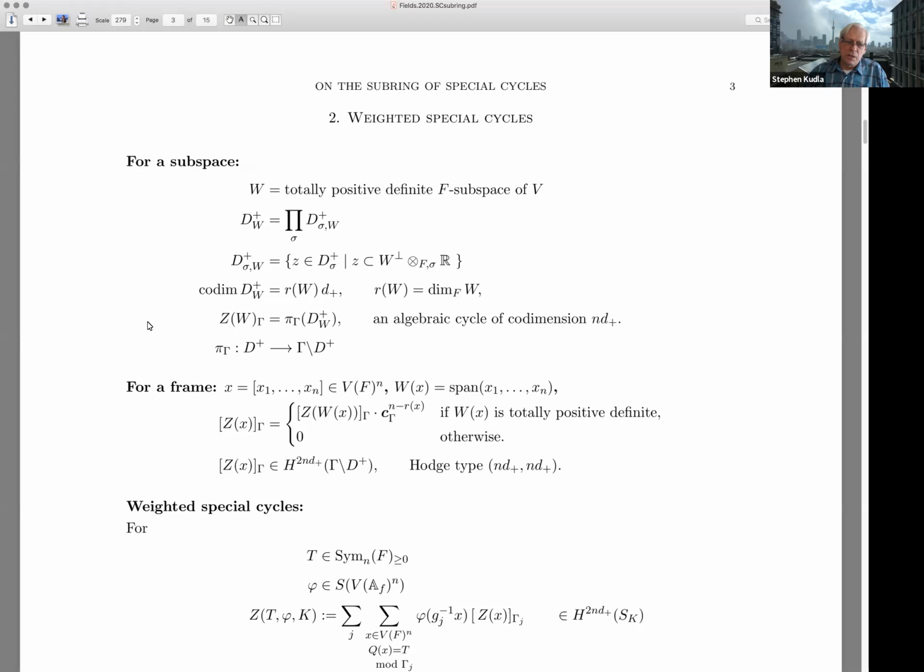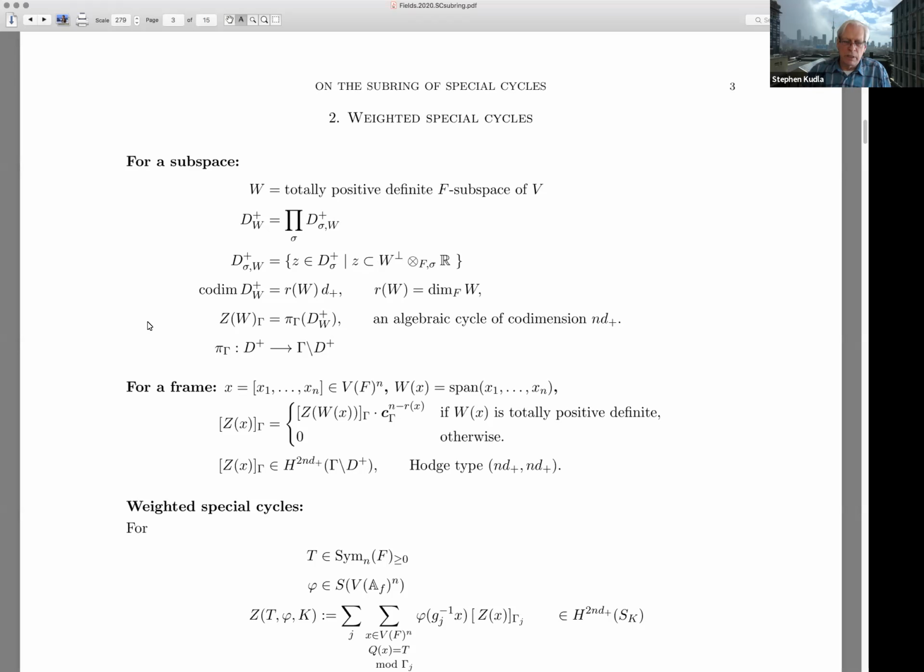So it's interesting here, this is one of the places where the phenomena is a little different, because what happens is that if you had worked over Q, then, for example, a positive vector would give you a divisor, and then everything else is giving you divisors on divisors. But here the codimensions go in multiples of D plus. And this makes the geometry much more complicated, in fact.